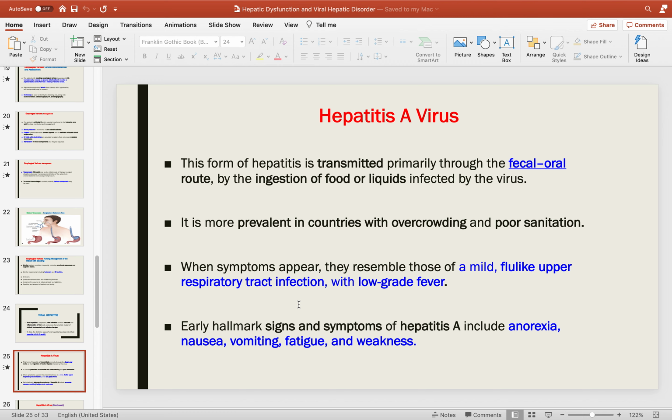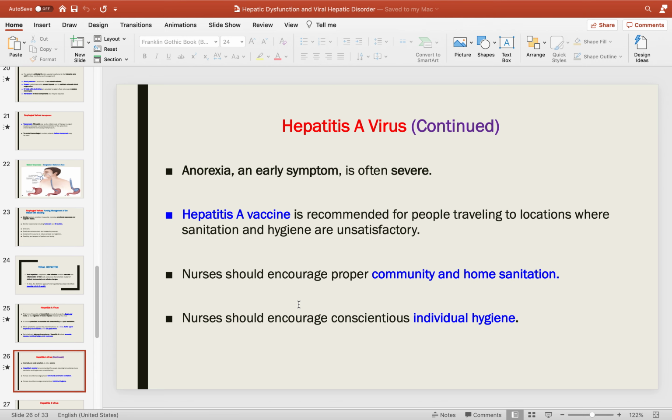When symptoms appear, they are mostly like flu, an upper respiratory tract infection with low-grade fever. It's also very important to understand that early signs and symptoms of hepatitis A include anorexia, so the patient will refuse eating or will lose appetite, and nausea and vomiting, and also weakness. So with hepatitis A virus, anorexia is an early symptom, and it's very important to know that this is the first sign and symptom of hepatitis A.